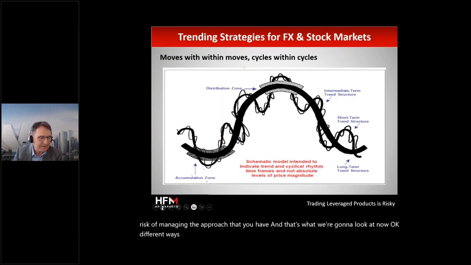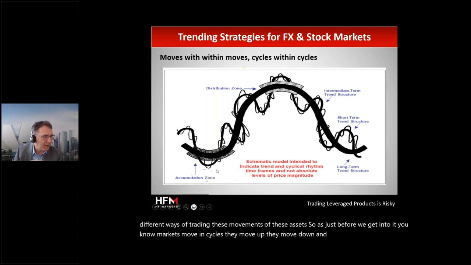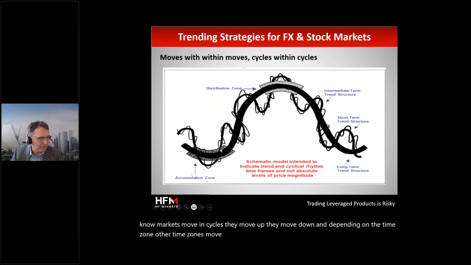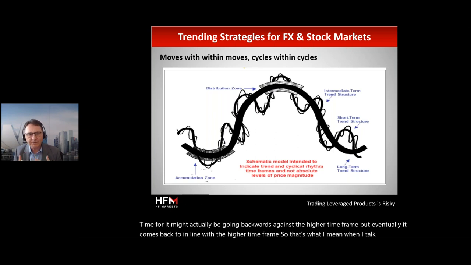Okay, different ways of trading these movements of these assets. Just before we get into it, markets move in cycles. They move up, they move down, and depending on the time zone, other time zones move within it. If this big fat black line here is the big uptrend, the medium speed is the thinner line, and then the thin line is the faster moving. So the faster moving time frame loops around the medium, and the medium loops around the higher time frame. All through this cycle, from the accumulation zone to the distribution zone, this is a big, strong uptrend that the higher time frame is in. At some points, the medium time frame might actually be going backwards against the higher time frame, but eventually it comes back in line with the higher time frame. That's what I mean when I talk about cycles within cycles and moves within moves.